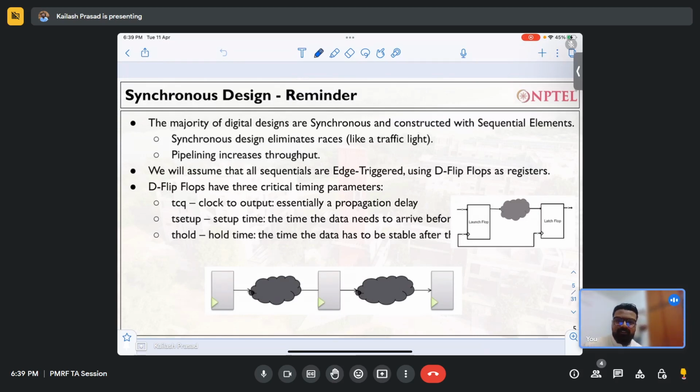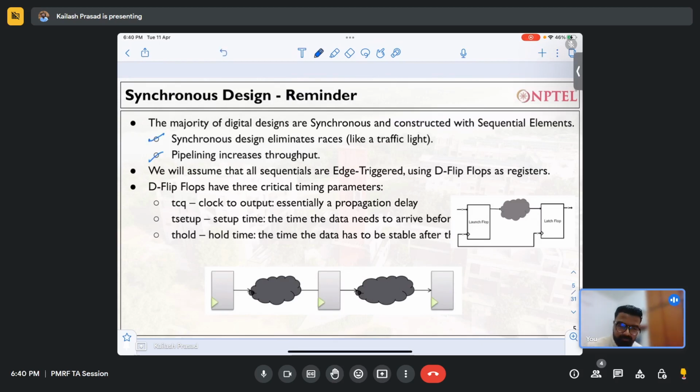The first benefit is that it eliminates the race condition. When the clock edge comes, all the operations happen, and until the next clock edge comes, no new operation happens. That particular operation will be executed, and this helps eliminate race conditions. Also, because of this synchronous nature, we can do pipelining, and all the processors you have actually follow pipelining. Because of that, you can increase the throughput of your system. So those are the two important points.